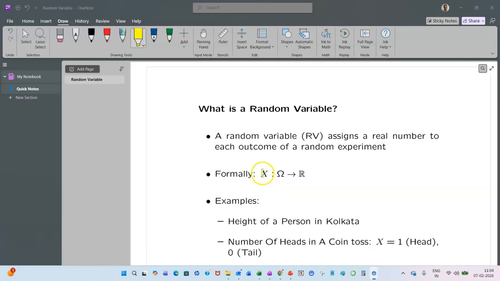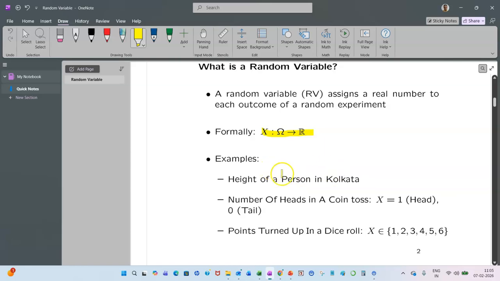Formally, x is a function from omega to R. Omega is the collection of all outcomes of the random experiment of observing the height of a person, and x is the mapping from omega to the real line.